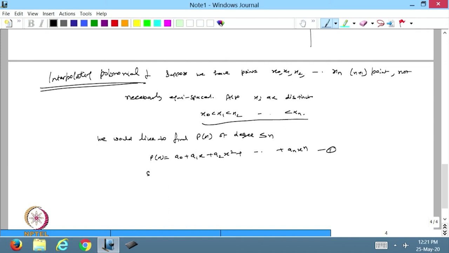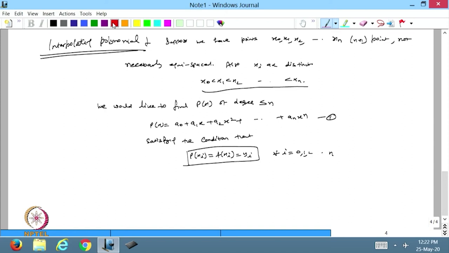It is satisfying the condition that P(xi) is equal to f(xi), the value of the function given to us, that is equal to yi for all i equal to 0, 1, 2 up to n. That is the condition, that it passes through all these points. Like some point is given to me, one point is given, this, this, that. So I am starting with this polynomial.